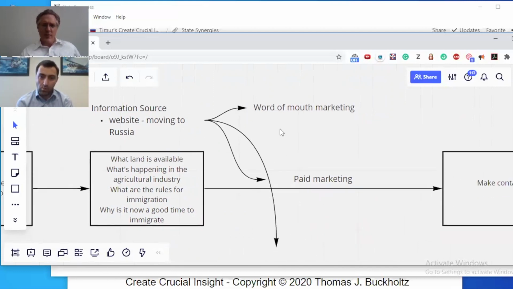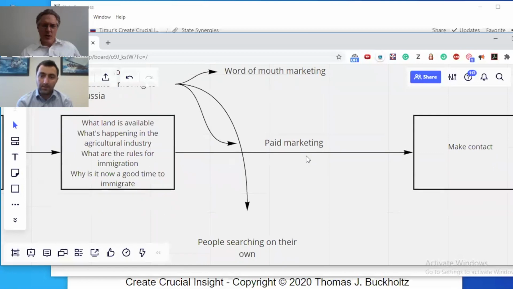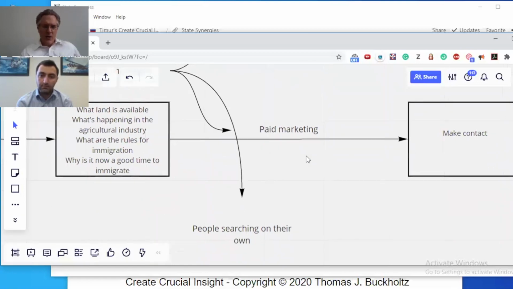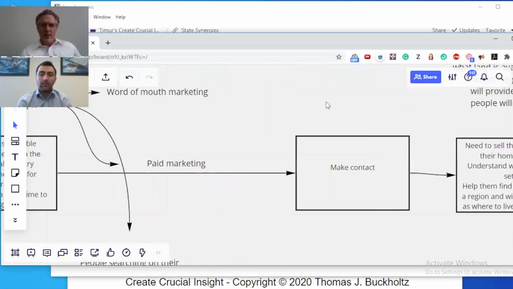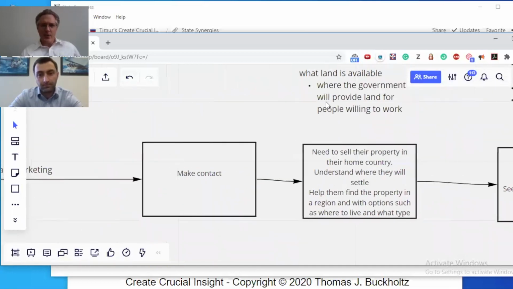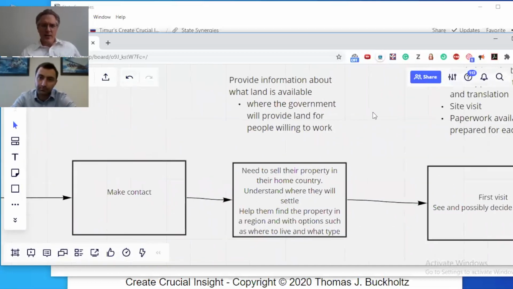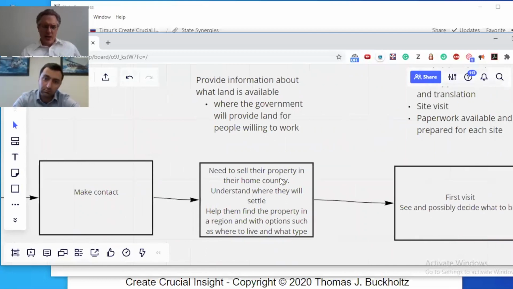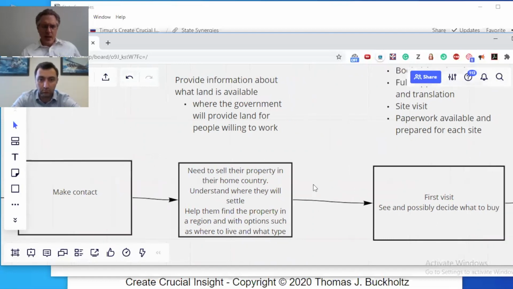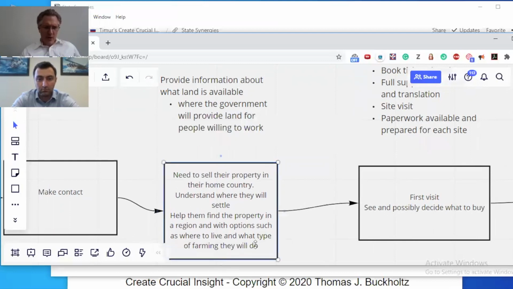So either they heard it from a friend, they saw it in a Google or a Facebook ad, or they were searching on their own. They next decide to make contact with you, and that's where you provide more information about what they're asking about. So you start to discuss where they are in the process of selling their home and farm in Africa, understand where they want to settle, then help them to find properties in a specific region, with options about where to live and what type of land and farming they will do.